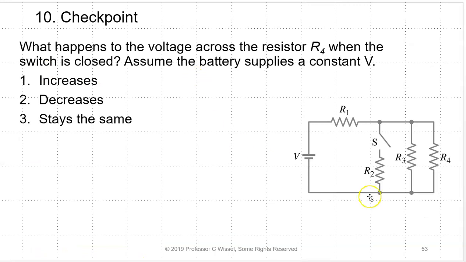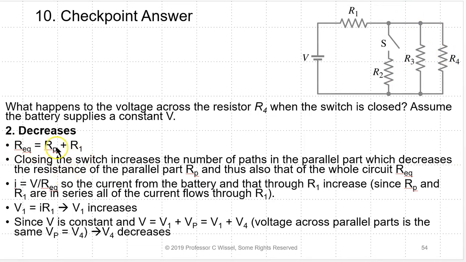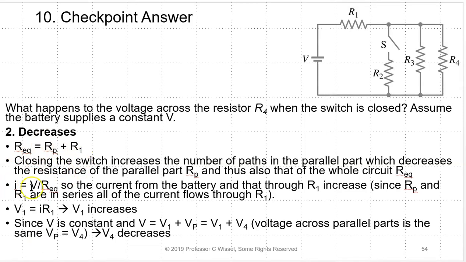What happens to the voltage across resistor R4 when the switch is closed? Assume the battery supplies a constant voltage. It's going to decrease. R equivalent is RP plus R1. When you close the switch, you increase the number of paths in the parallel part, which decreases the resistance of RP. Because R equivalent is RP plus R1, when RP decreases, so does R equivalent. I equals V over R equivalent, so the current from the battery and that through R1 increase, since RP and R1 are in series and all the current flows through R1. V1 equals I R1, so V1 increases. Since V is constant and V equals V1 plus VP, which also equals V1 plus V4, because the voltage across parallel parts is the same, so VP equals V4, V4 also decreases.